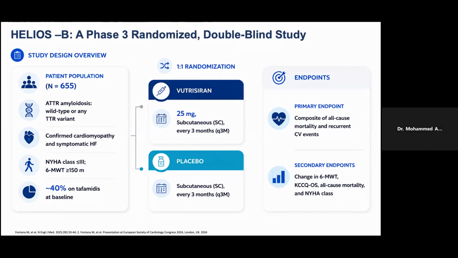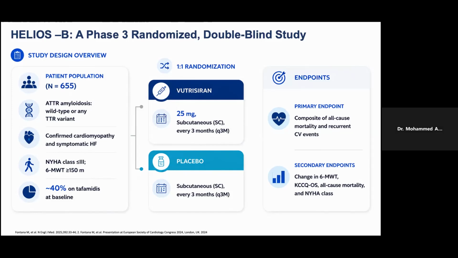This was the randomized, double-blind, placebo-controlled trial enrolled 655 patients with either wild type or hereditary type and symptomatic heart failure. All of this 3 trials, mostly the same inclusion criteria. The patients were randomized into 1-to-1 ratio to receive either fitusiran 25 administered subcutaneously every 3 months or placebo.